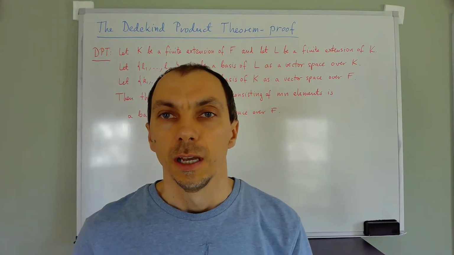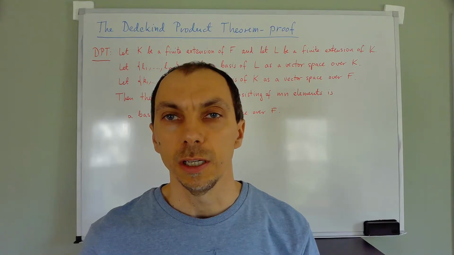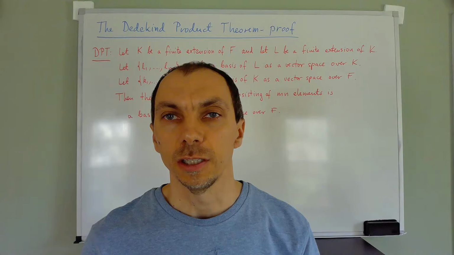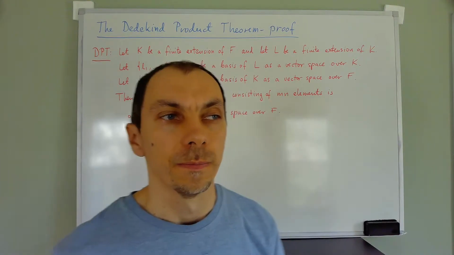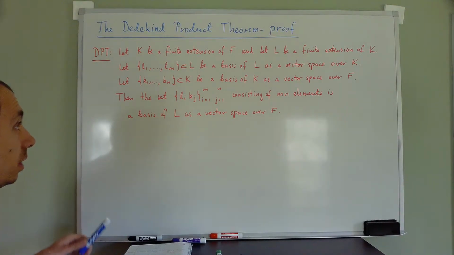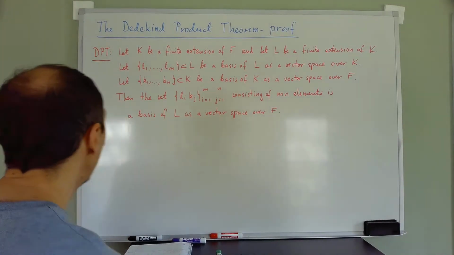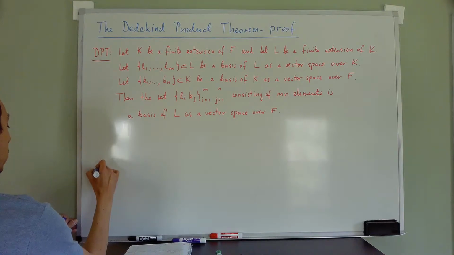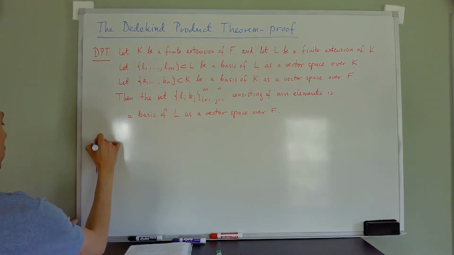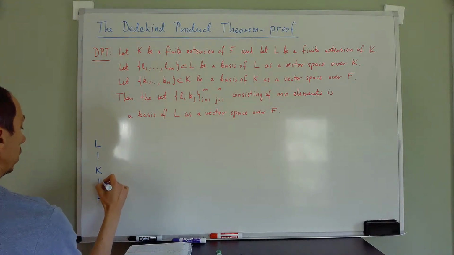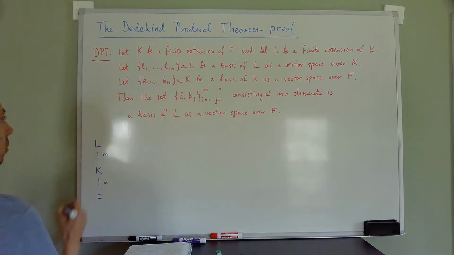Hello everybody. After we have seen so many applications of the Dedekind tower theorem, it is actually time to finally prove it. So let's remind ourselves of the statement. We have essentially three fields here. We have a field F, and then a finite extension K, and a finite extension L. This extension here is of degree n, and this extension is of degree m.